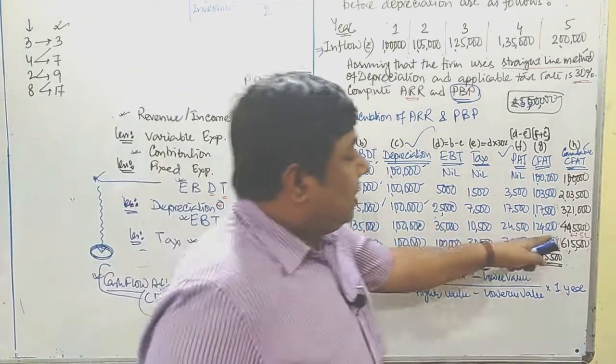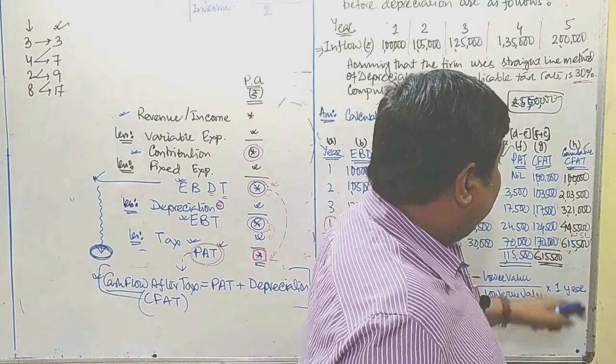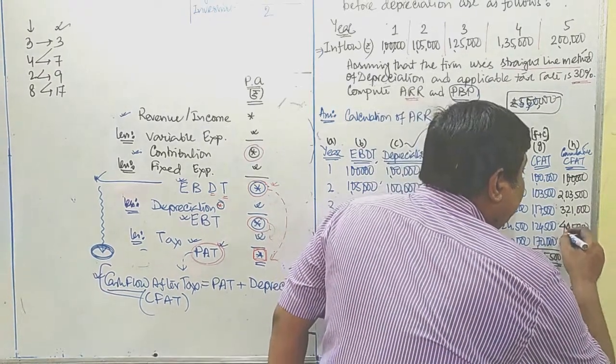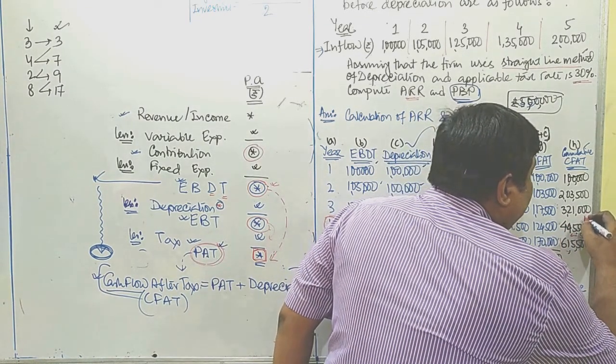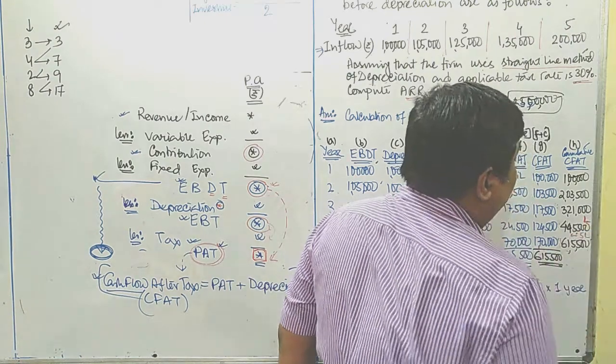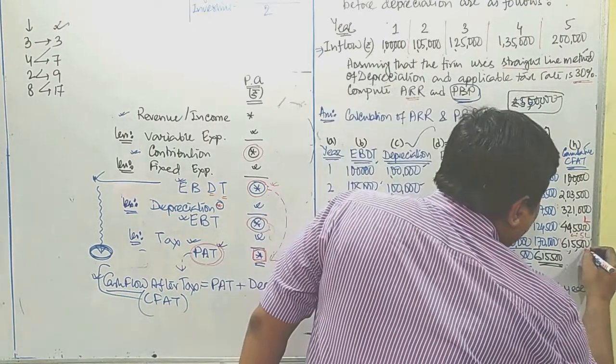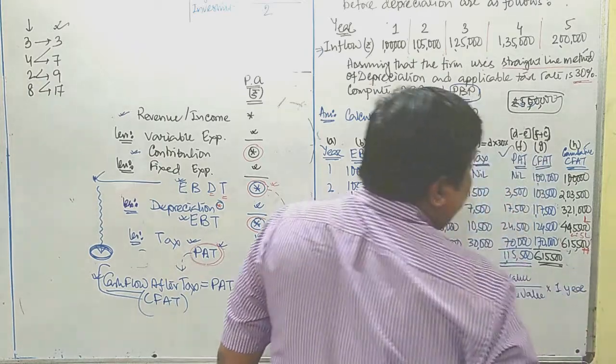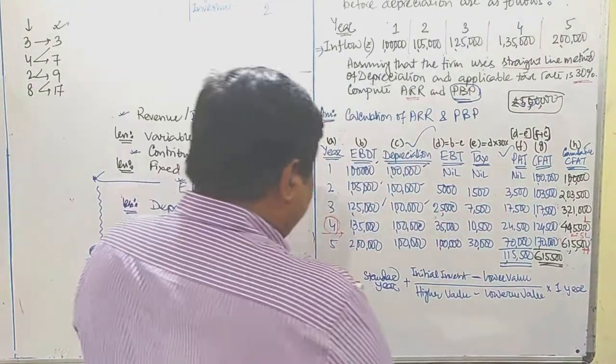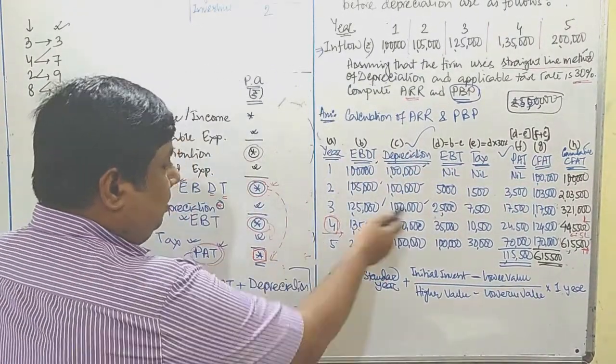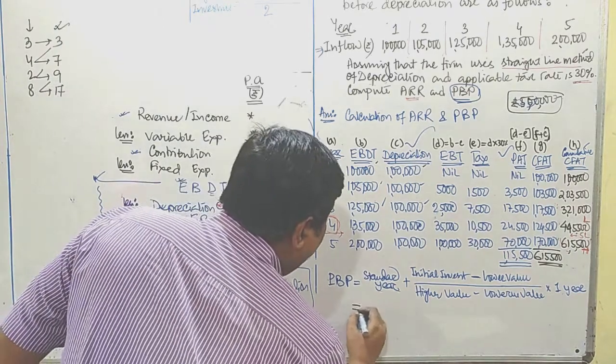Now your target is 5 lakhs. Just plot here 5 lakhs. Above 5 lakhs, that 4 lakh 45,500 is your lower value, and below 5 lakhs, 6 lakh 15,500 you just consider as your higher value. Everything is settled now. Now we can get the payback period depending upon that simpler logic which I told.